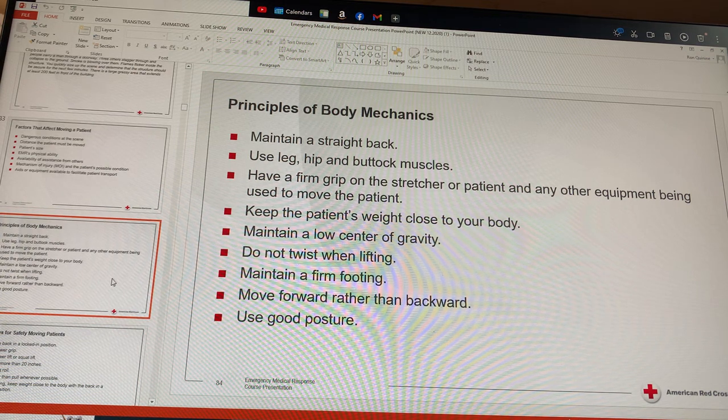Avoid twisting your body as you lift. Maintain a firm footing and walk in small measured steps. When possible, move forward rather than backward. Use good posture.